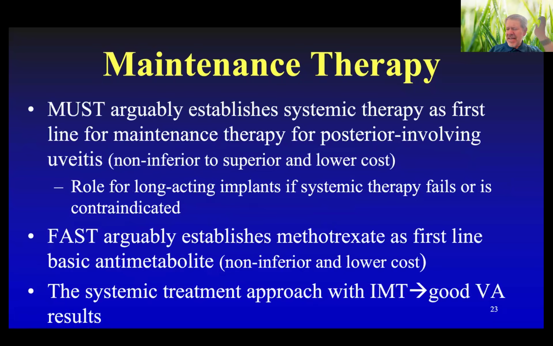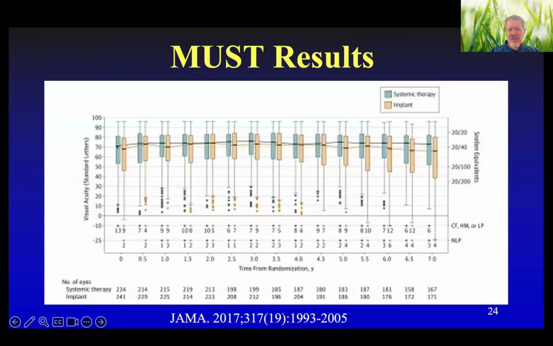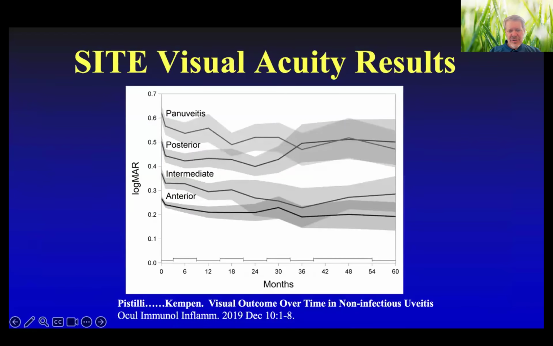So MUST, I think, arguably establishes systemic therapy as first line for maintenance therapy for posterior involving uveitis because it was non-inferior or by 7 years possibly superior to long-acting intraocular implant, and cost is lower. And with FAST, I think it pretty well establishes methotrexate as first line unless you sort of love azathioprine. And the systemic approach does provide good visual outcomes, although it requires a lot of difficulty. In MUST, we saw that the vision was preserved on average for the whole 7 years of follow-up. And in SIGHT, we saw a tendency for initial improvement probably from the induction, and then stability to improvement in most IUSG categories of uveitis over time.